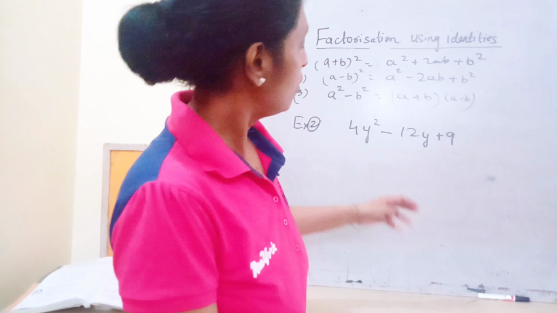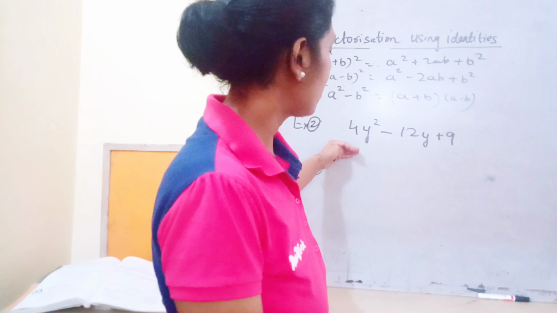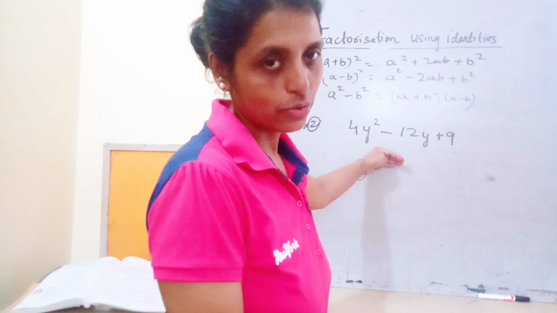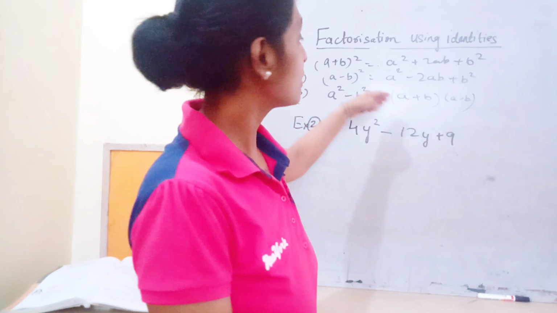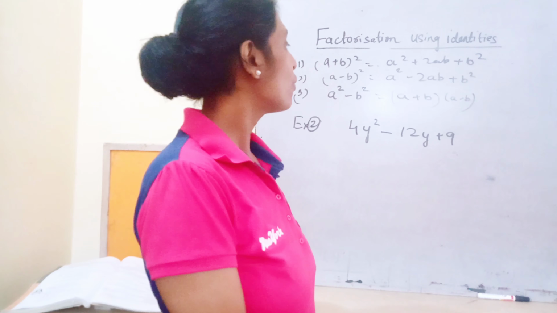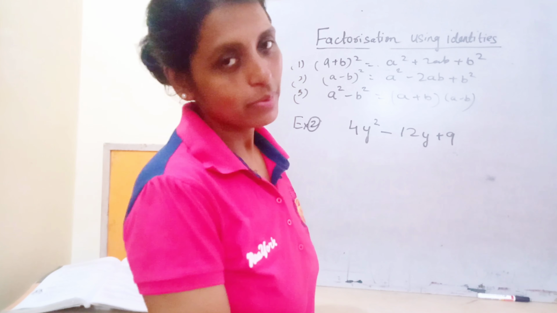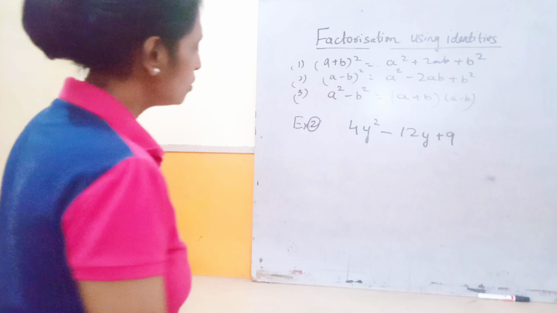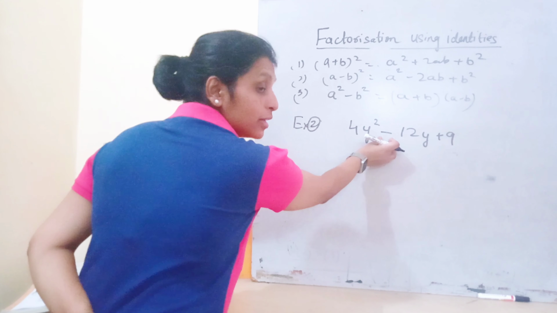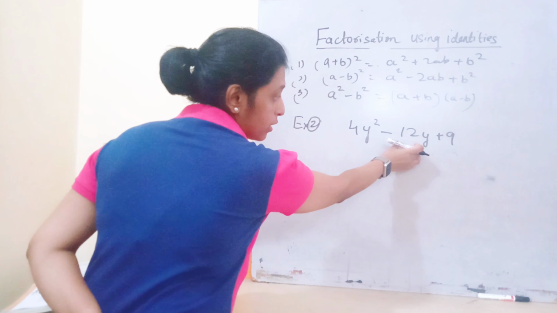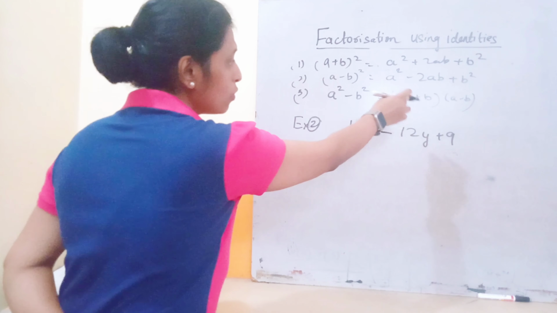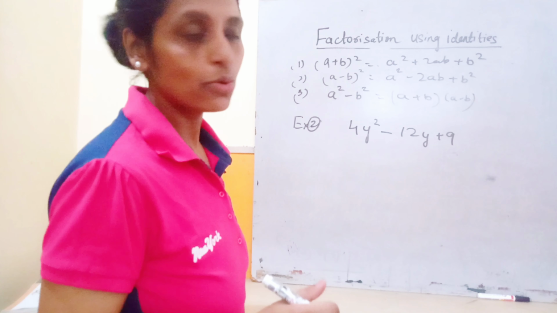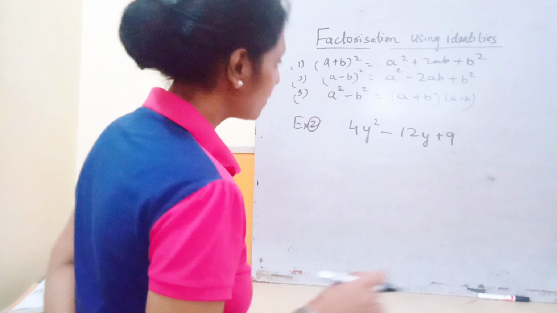So children, now coming to the next example. Okay, I have taken here 4y square minus 12y plus 9 as an example. Okay, now we will see how we can use the second identity, (a minus b) whole square is equal to a square minus 2ab plus b square, in order to factorize this. Okay, so as it is having a negative sign with the term 12y, we can use the second algebraic identity, (a minus b) whole square is equal to a square minus 2ab plus b square.